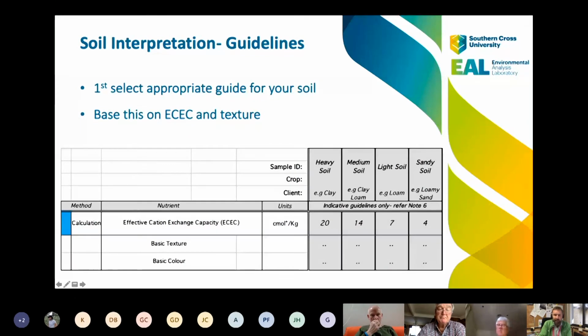What I was saying before, the first part is really selecting the appropriate guide. So we base that on your effective cation exchange. If it's around 20, then it's a heavy soil. Around 14, it's a medium soil. Around 7, and you pick one of these columns. But like I was saying, because you took your 30 centimetre profile, jump it back one. So if your soil's around a 14, aim for this sort of column, the light soil. That's really just the nature of what you've done there. It's not perfect, but you don't need to be perfect on the chemistry because you're trying to depend on the biology. All right. And your basic texture and colour may help you determine whether you're a light soil, sandy or medium.